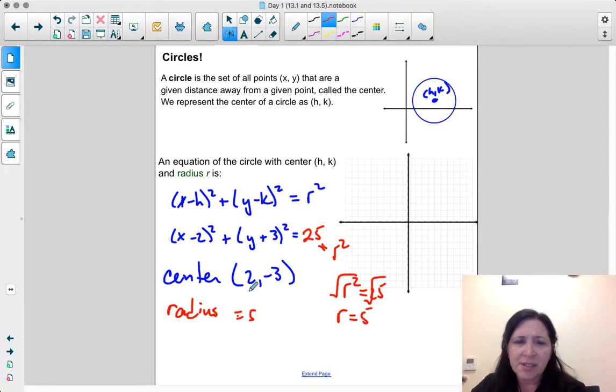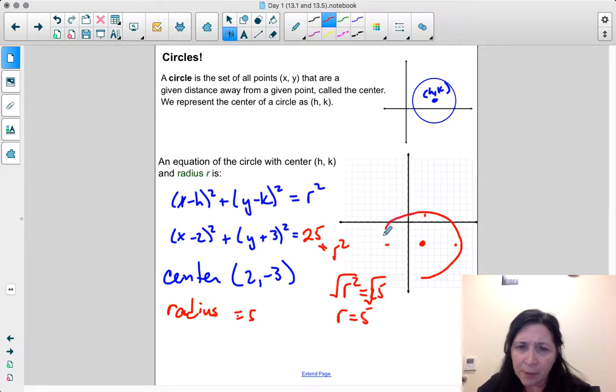Okay, so our center is at (2, negative 3). So over 2, down 3. There it is right there. And then I would go 5 units to the left, 5 up, 5 down, all the way around, and that would be my circle with radius 5.